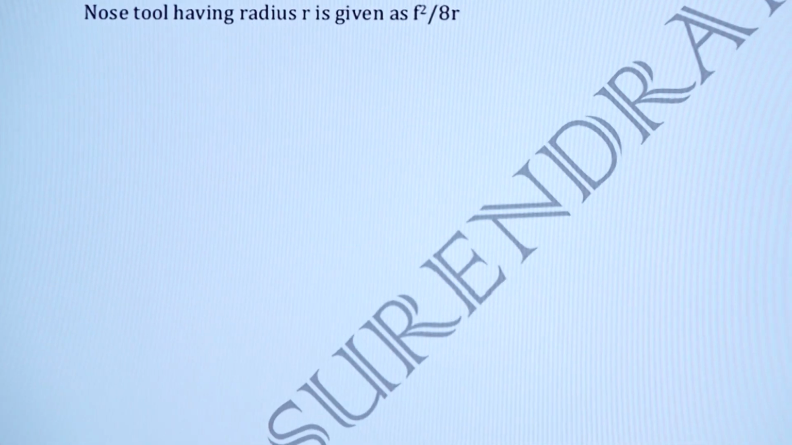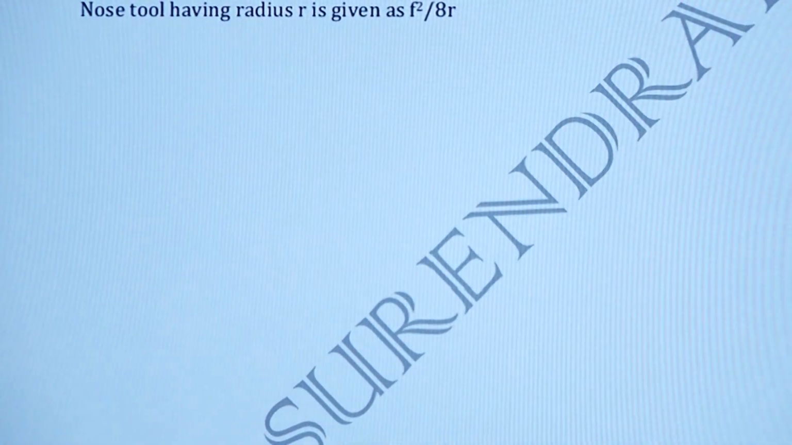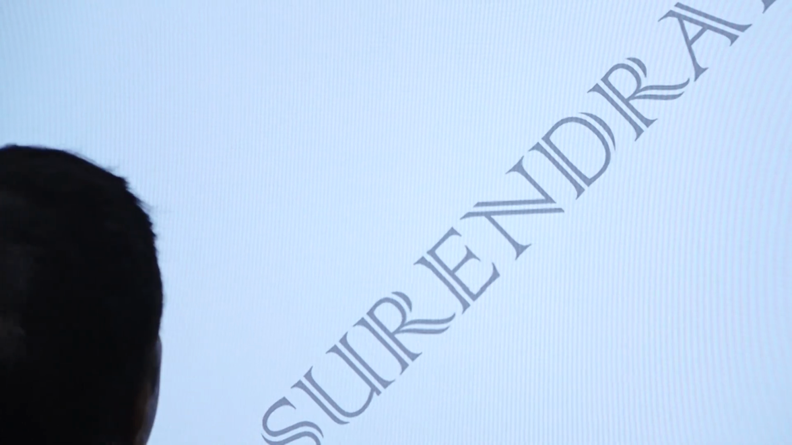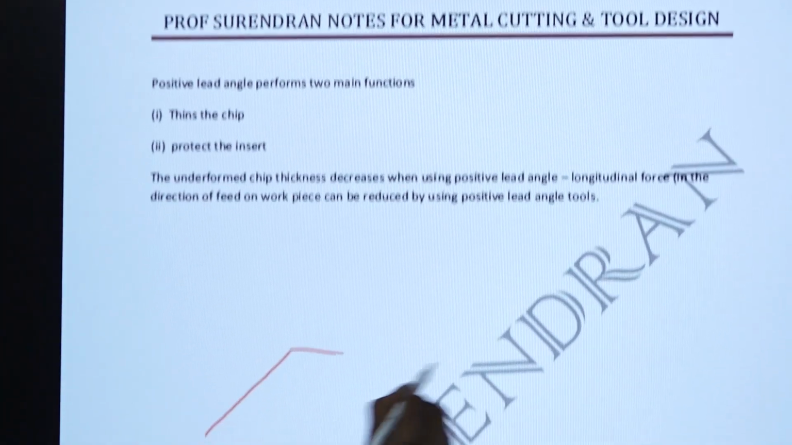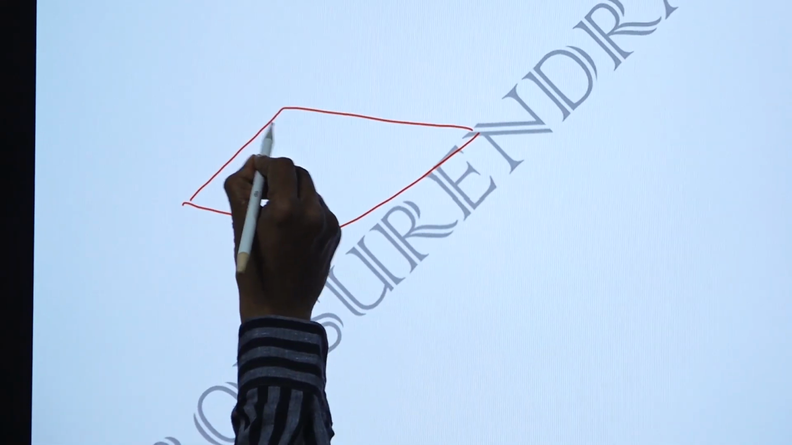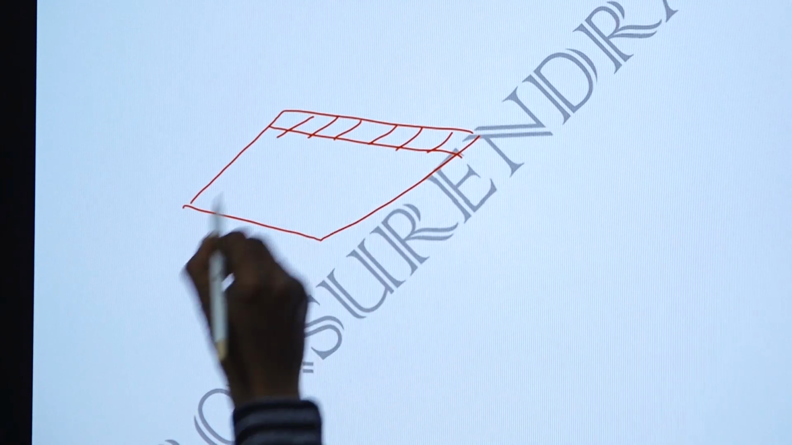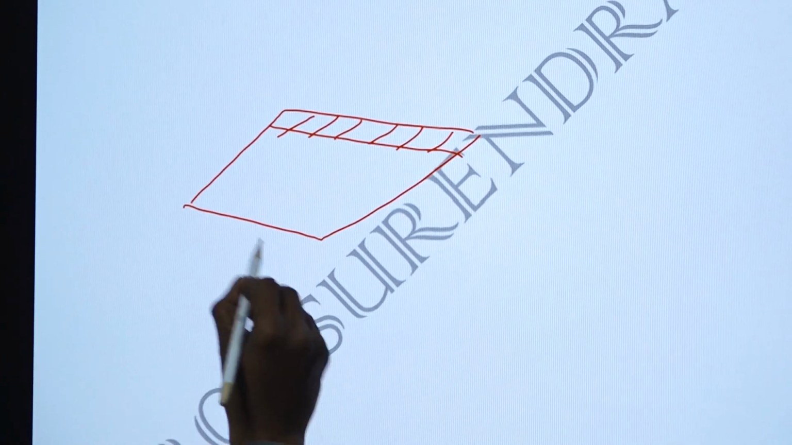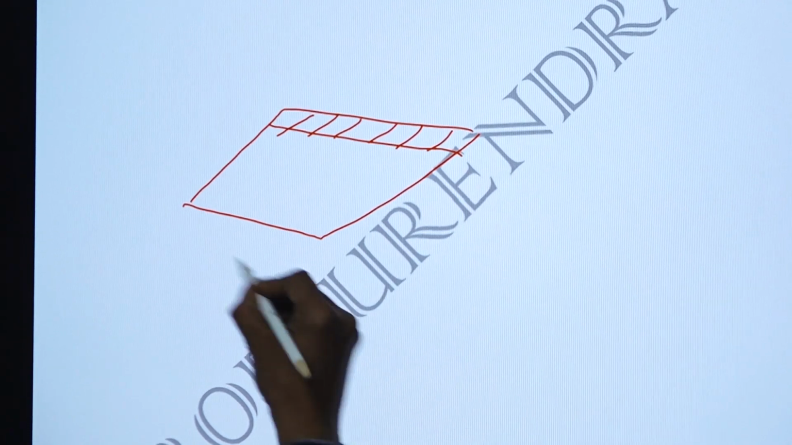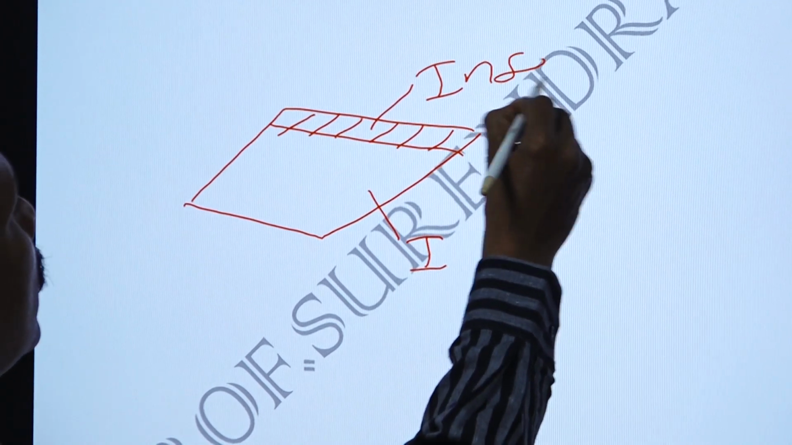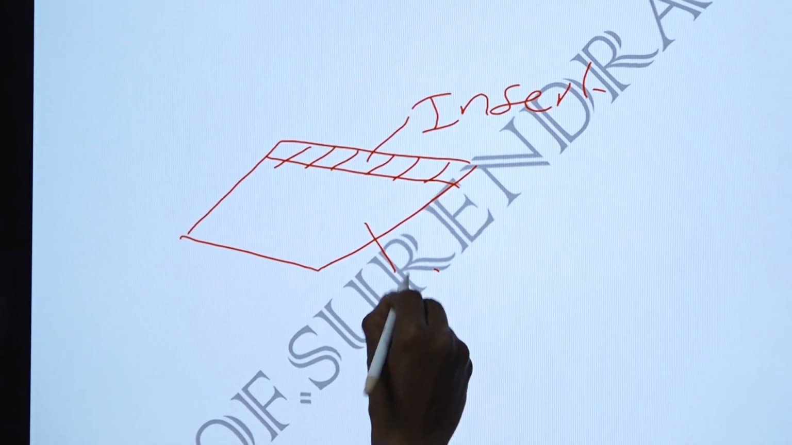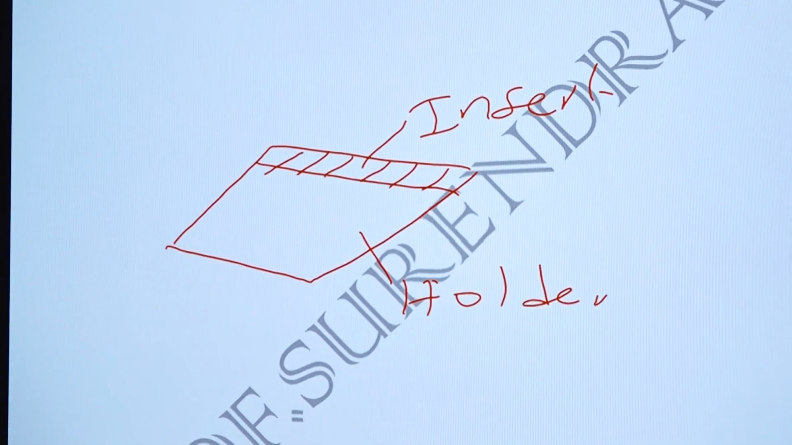So when we have the insert like this, we are facing the two materials like this, so it protects the insert. When the lead angle is positive, it protects the insert. So this is the insert, and this one is the holder. So when the lead angle is positive, it protects the insert.